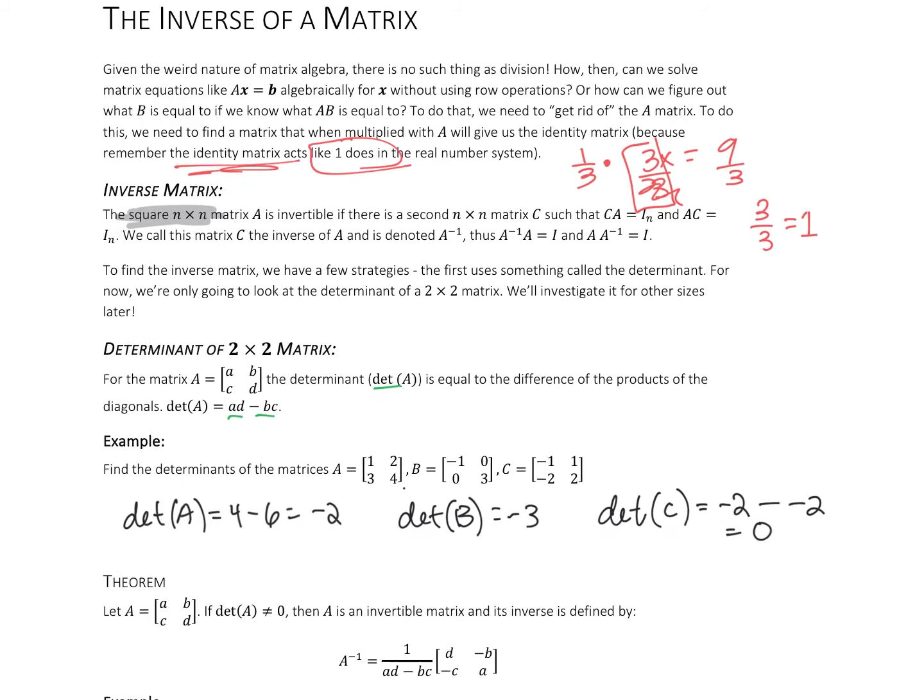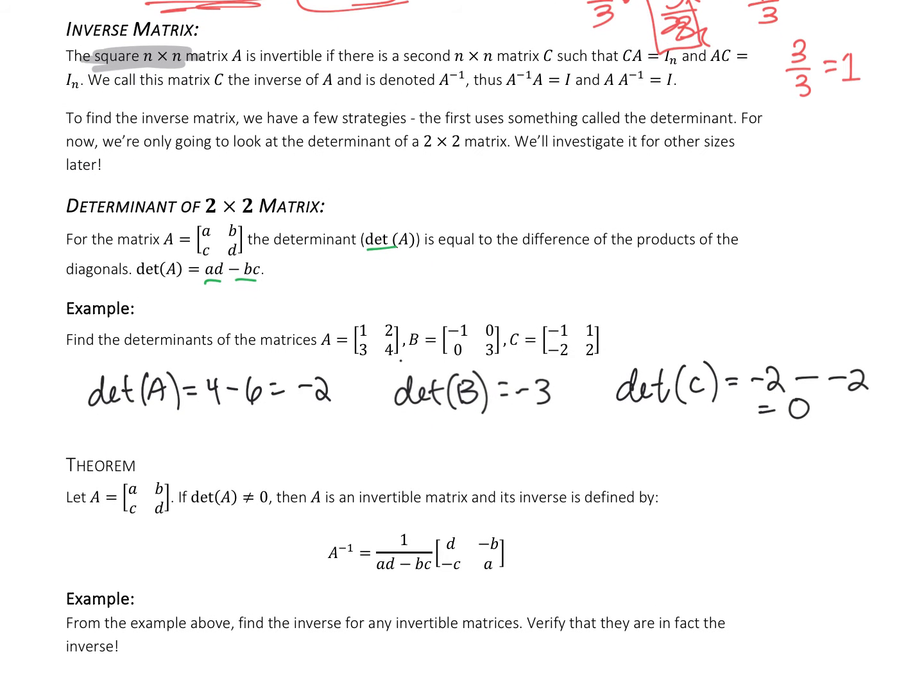All right, so here's where we're going to use this. There's a theorem that says that we can decide if a 2x2 matrix is invertible, or has an inverse, as long as your determinant does not equal 0. So first we're going to check to see, does my determinant equal 0? If it does, we have a problem.